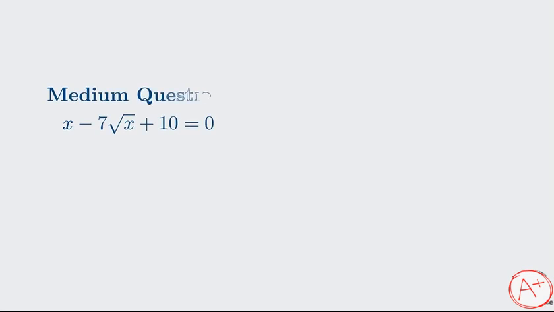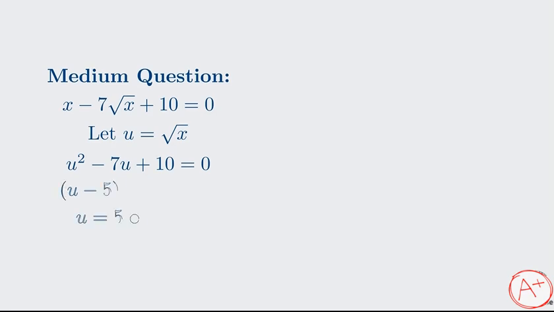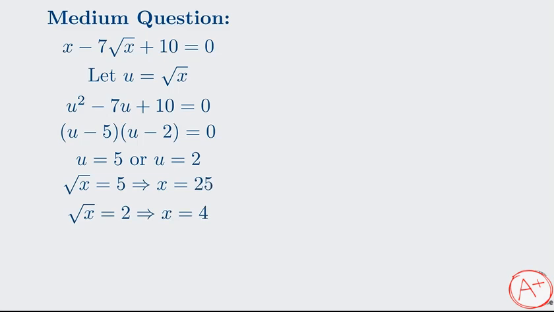Now for the medium question. x minus 7 times the square root of x plus 10 equals 0. Let u equal the square root of x. Then, our equation becomes u squared minus 7u plus 10 equals 0. Factorizing gives u minus 5 times u minus 2 equals 0. So, u equals 5 or u equals 2. Since both values are positive, we can back substitute. The square root of x equals 5 leads to x equals 25, and the square root of x equals 2 leads to x equals 4.